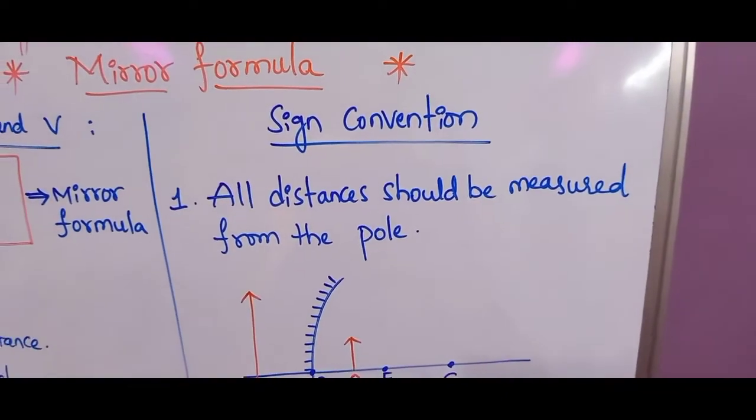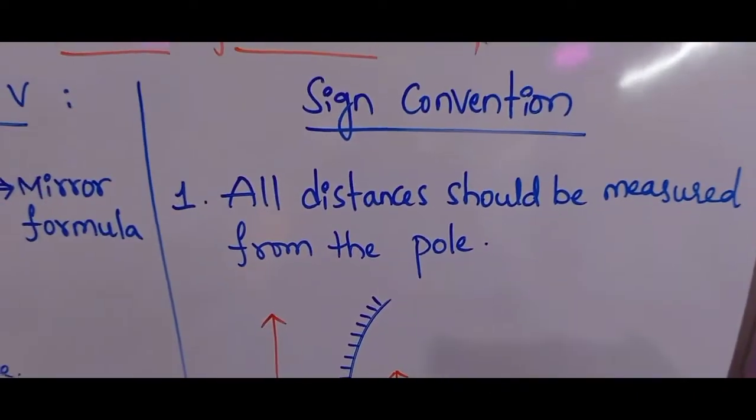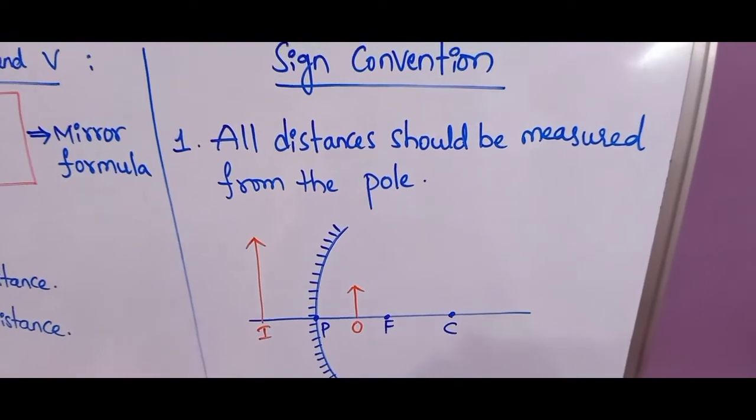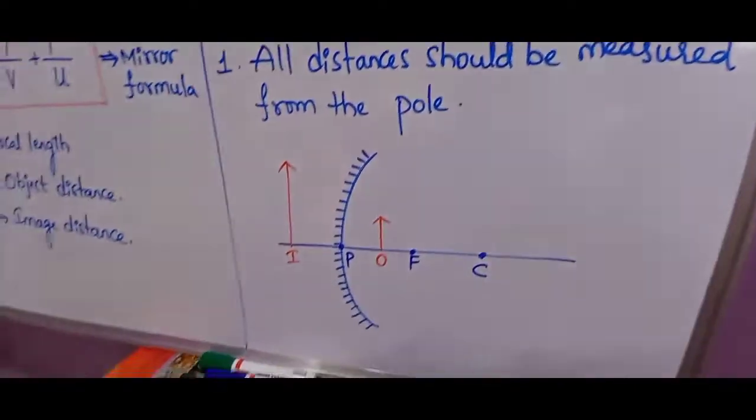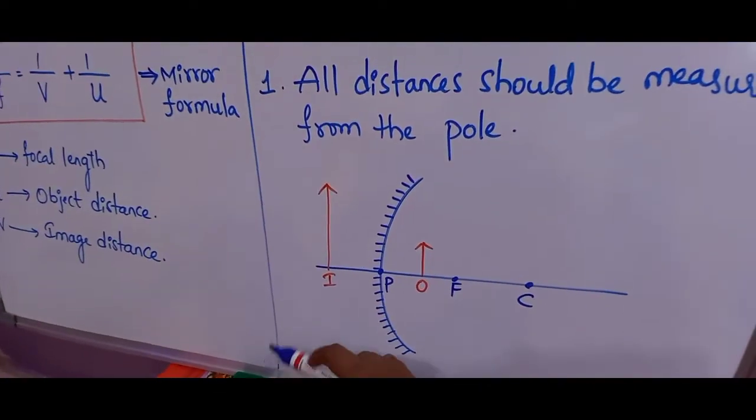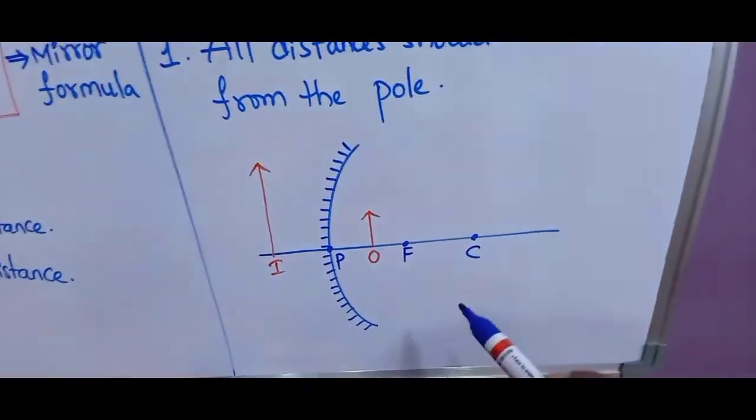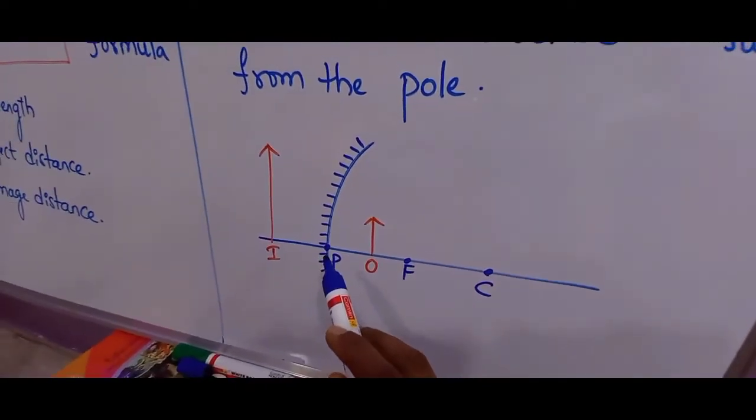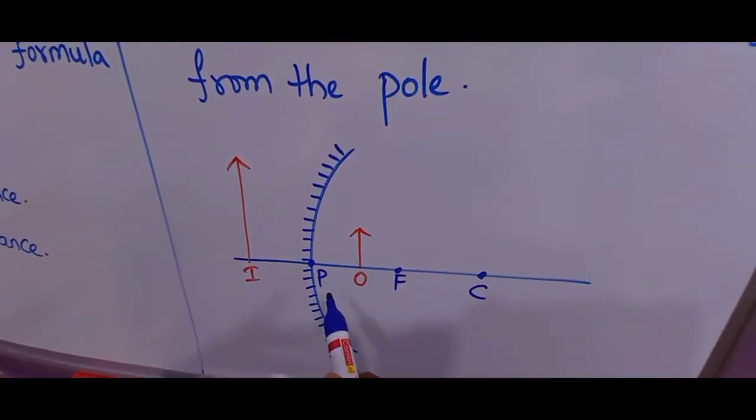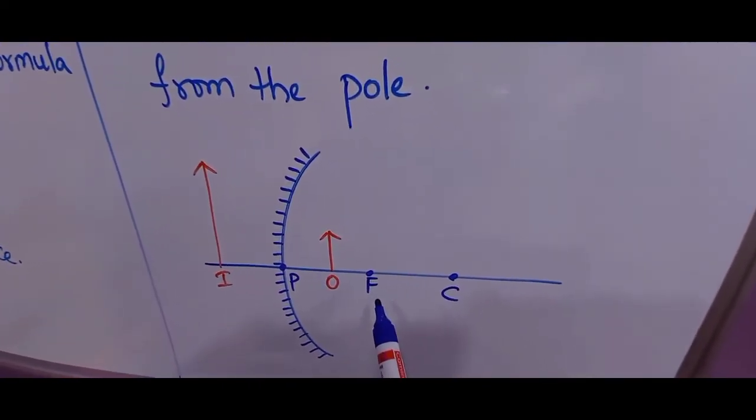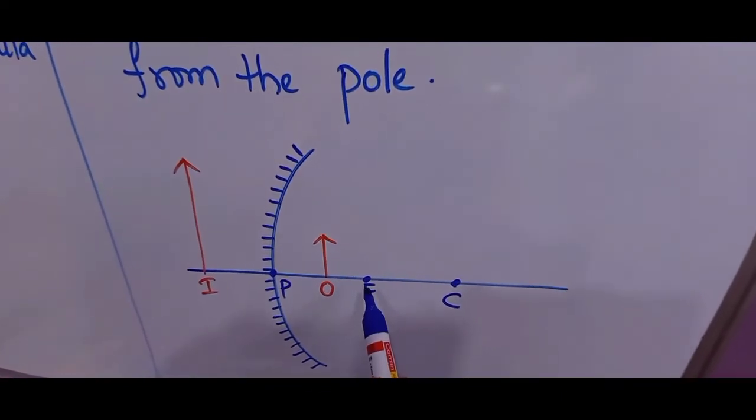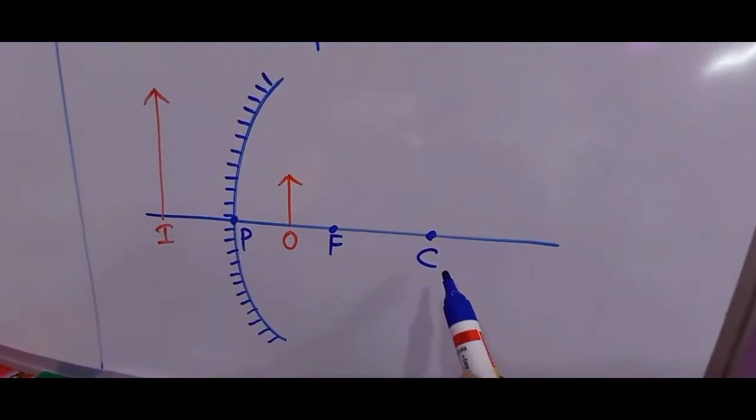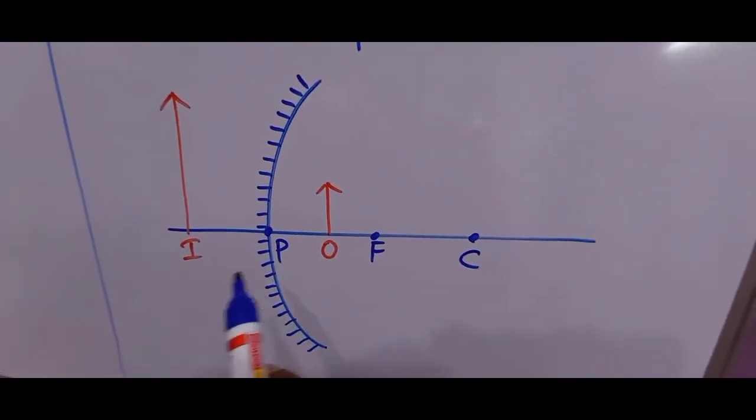Sign convention rules. The first one says all distances should be measured from the pole. See here, I have drawn this concave mirror. I represented the midpoint of the mirror, which is called the pole, with letter P, and F is the focal point of the concave mirror, and C represents the center of curvature of the concave mirror. I have represented object and image also.